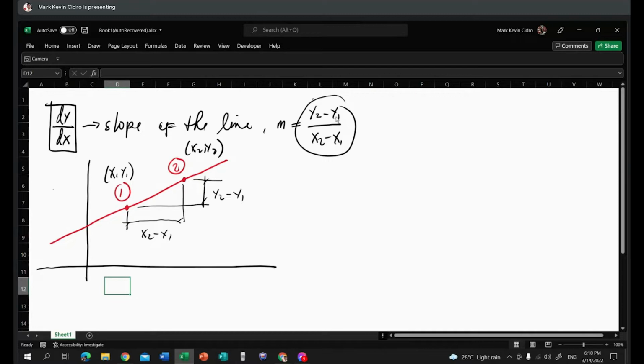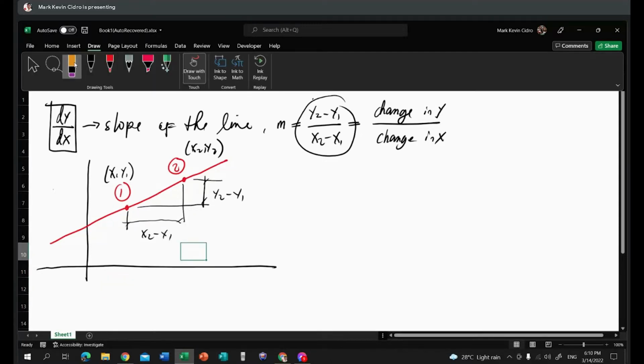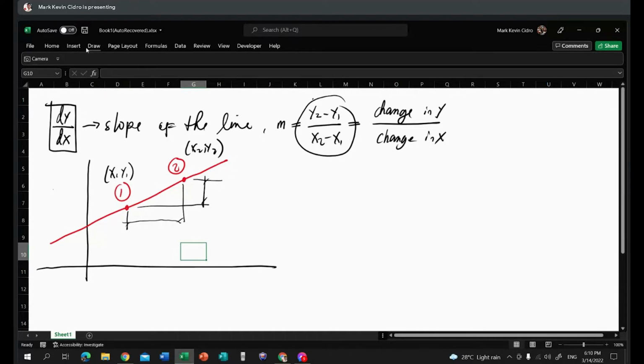This can be defined as follows. Y sub 2 minus y sub 1 is the change in y, over x sub 2 minus x sub 1, which is the change in x. Why change in y over change in x? Because the original value is x sub 1, and to get the value of x sub 2, you need to add the change in x. If we name this the change in x and this one the change in y, you can therefore get the values for x sub 2 and y sub 2.